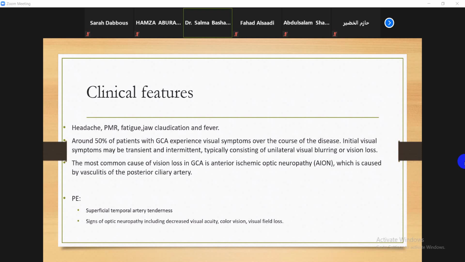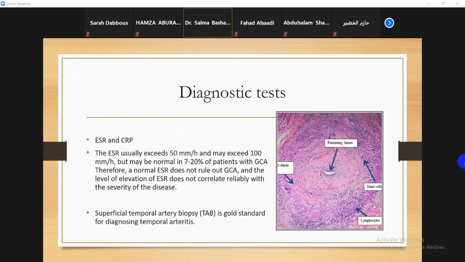Physical examination, we have clues: superficial temporal artery tenderness. If you press on the temporal side of the head, you can induce the pain. So temporal artery tenderness is suggestive of giant cell arteritis. We also look for signs of optic neuropathy, like decreased visual acuity, color vision, or field defect by confrontation test. So if you have a patient with a combination of headache, some systemic manifestations, and by physical examination you find superficial temporal tenderness and signs of nerve dysfunction, then you have to think about arteritis.